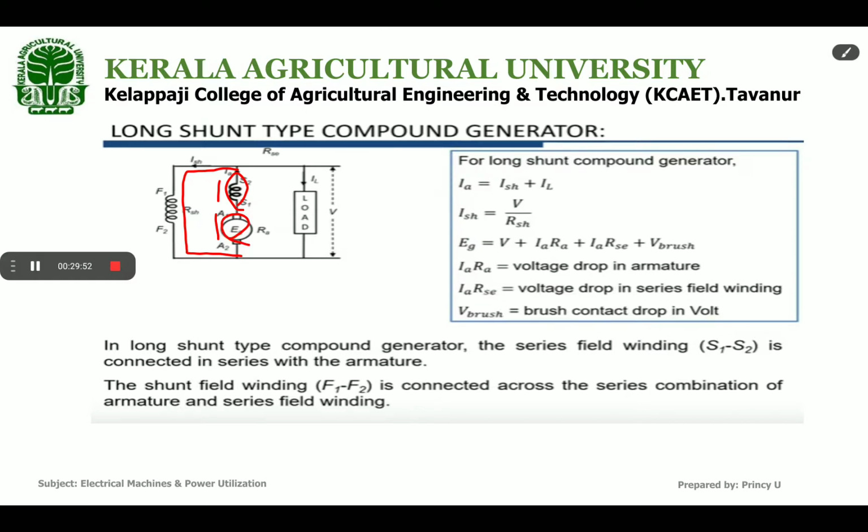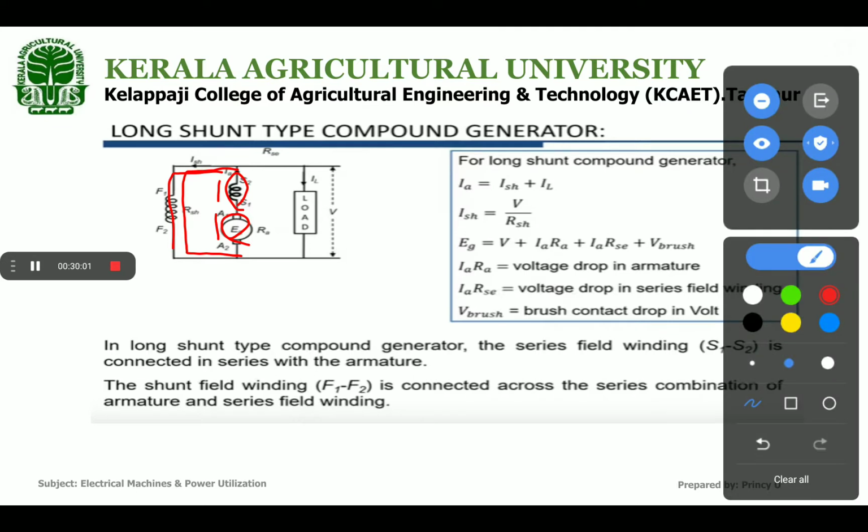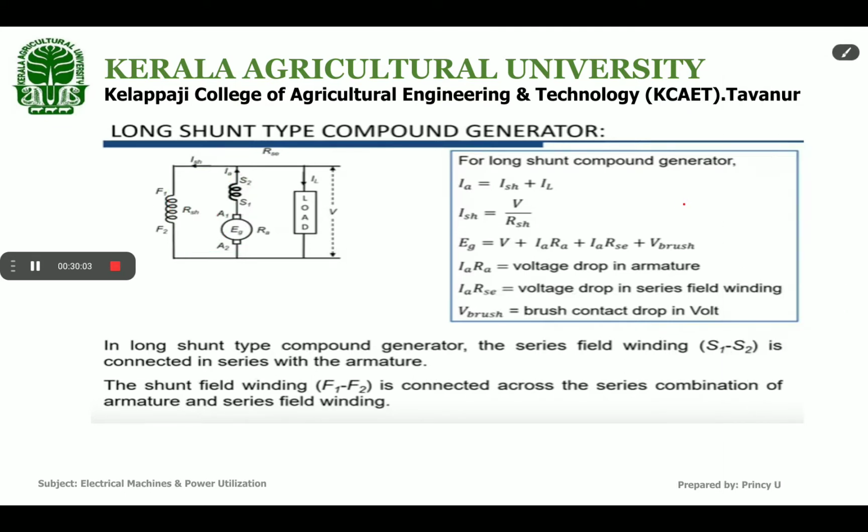And the shunt field winding F1, F2 is connected across the series combination of armature and series field winding. So what will be the equation of the armature current? Armature current is the current coming from the armature, which is equal to a part that goes to the shunt field winding and a part that goes to the load. So ISH plus IL is the armature current.